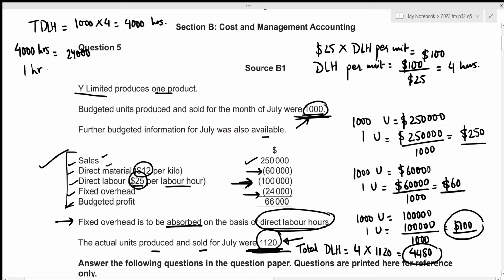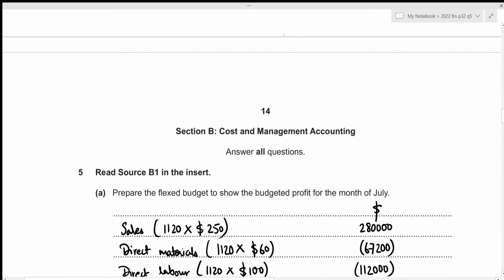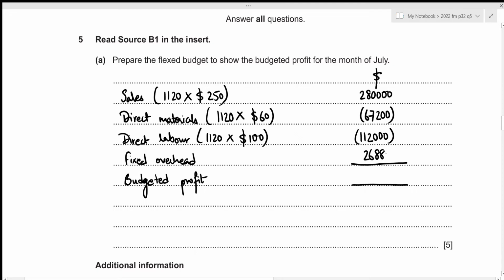Now for 1 hour, that is just going to be 24,000 by 4,000. And we need to figure out the actual fixed overhead for 4,480 hours, right? Now for 4,480 hours, our fixed overhead is going to be 24,000 divided by 4,000 times 4,480, which results in an amount of 26,880. So this is the fixed overhead that we need to utilize in our flex budget. Let's write it down. So that will be 26,880.